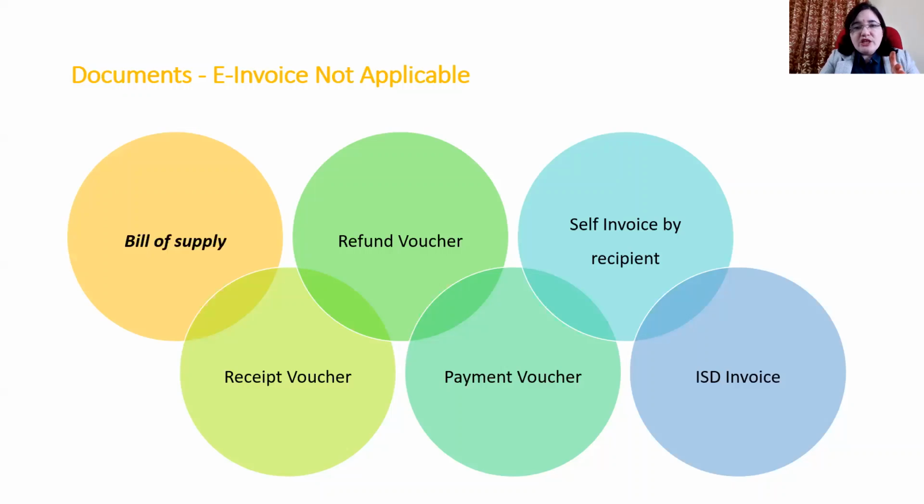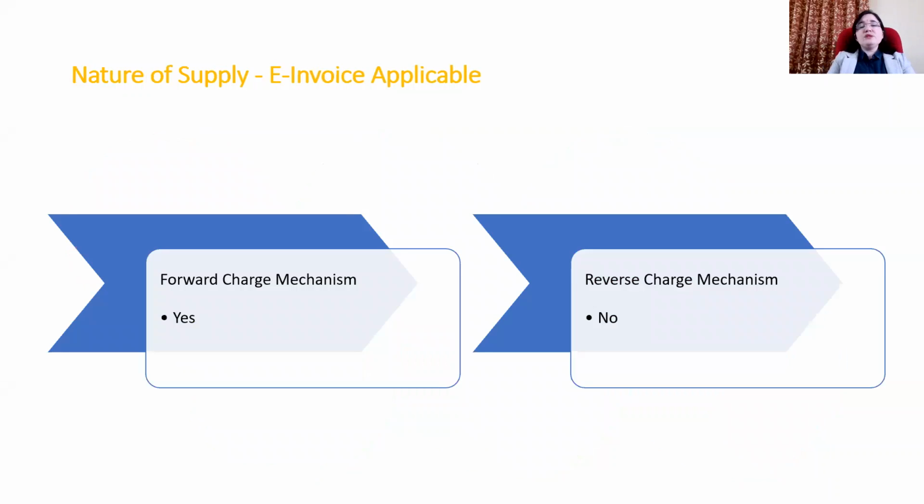Then for refund voucher, e-invoicing is not applicable. For self-invoices, e-invoicing is not applicable. A self-invoice is required to be generated for reverse charge purposes. So for RCM, you are generating self-invoices, but for that purpose, e-invoicing is not applicable. For receipt voucher, payment voucher, and ISD invoices, e-invoicing is not applicable. So these are the documents you should issue under the GST law, but it is not required to generate the QR code, or e-invoicing is not applicable to these documents.